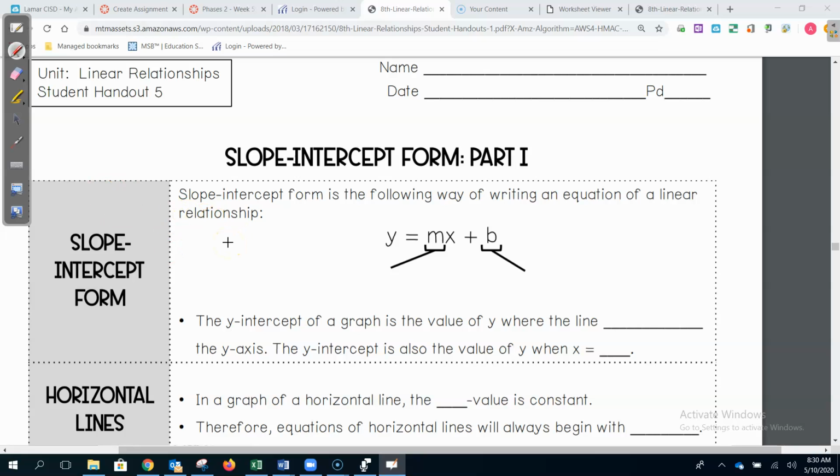But let's quickly review slope-intercept form. Slope-intercept form is the following way of writing an equation of a linear relationship: y equals mx plus b. The m is our slope, and the b is the y-intercept.